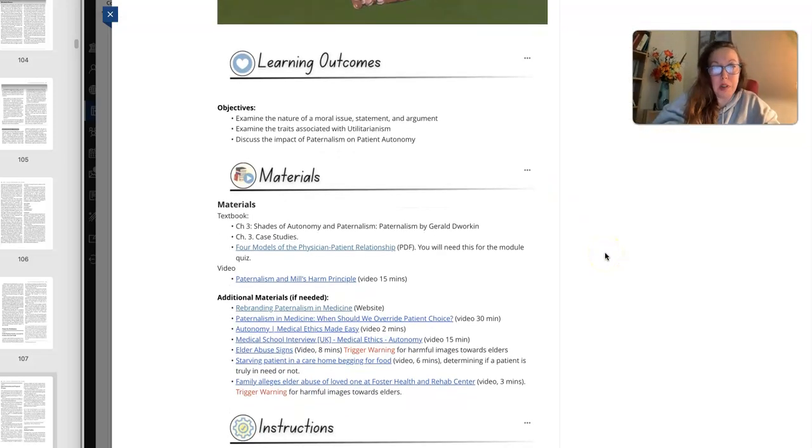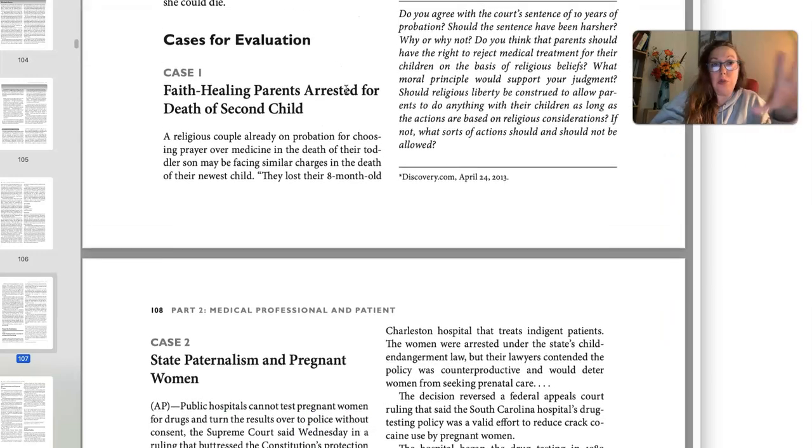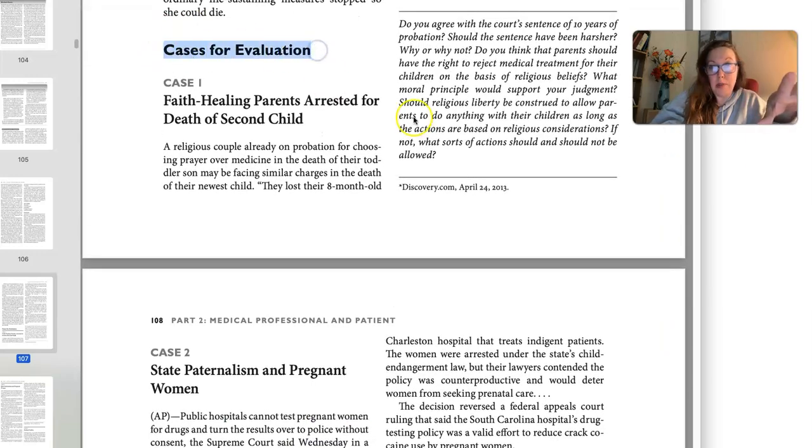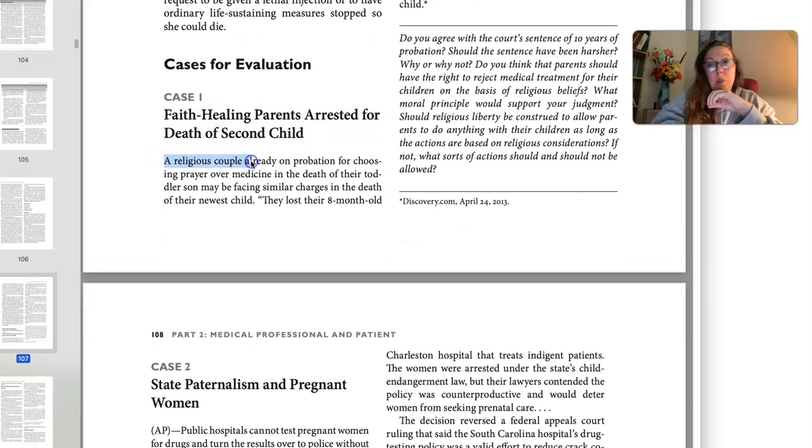So in the textbook, there are case studies that you will review. If you go into chapter 3, you'll see that there are 3 case studies at the end of the chapter, and you need to pick one to review. There's faith healing parents arrested for the death of their second child. This is going to be a conversation about a religious couple who takes their religious beliefs and puts them ahead of medical care. So you'll discuss that one.